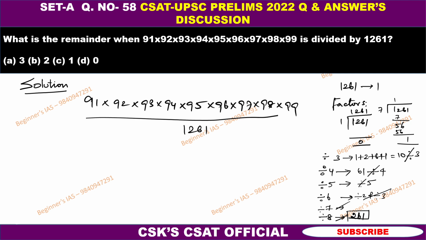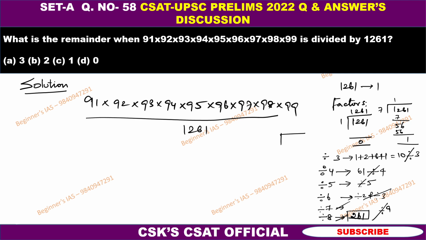Now let us check divisibility by 9. The divisibility by 9 concept is also not applicable here, since the digit sum of 1261 is 10, and 10 is not divisible by 9. Divisibility by 10 is also not applicable, since the unit place contains 1. So likewise you need to go on.